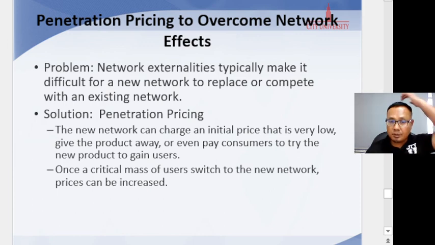So one strategy called penetration pricing entails charging an initial price that is very low, potentially giving the product away for free or buying customers to try out the new product to gain a critical mass of customers. This protects users from the risk that other users will not switch to the new technology. Users can maintain their use of the existing network while experimenting with the new network.